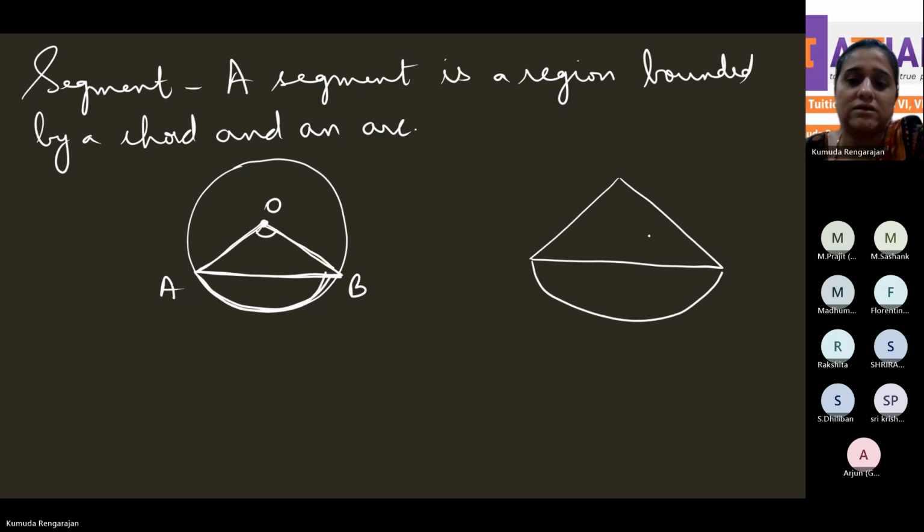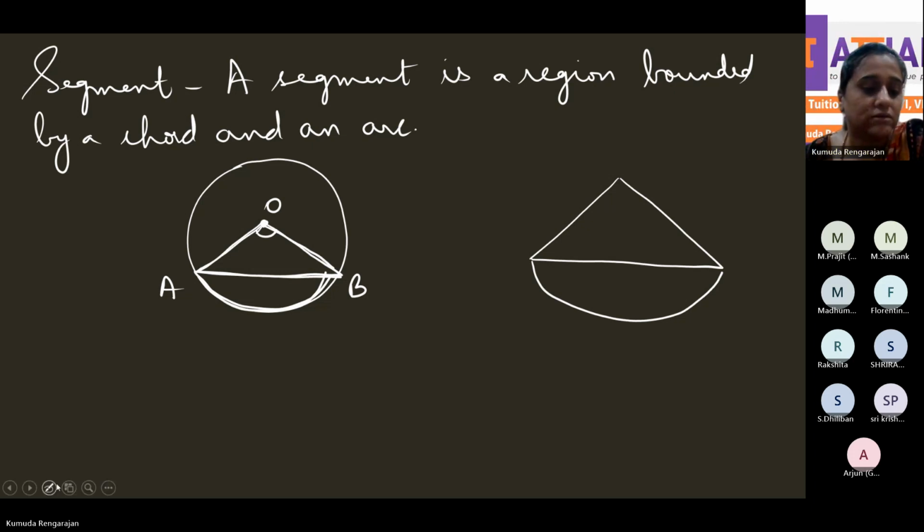So clearly, area of triangle plus the area of the segment is equal to the area of the sector, which means area of the segment is equal to area of the sector minus the area of the triangle. Because the area of the sector has the area of the triangle and the area of the segment in it. So from the area of the sector, if you take away the area of the triangle, you will get the area of the segment.